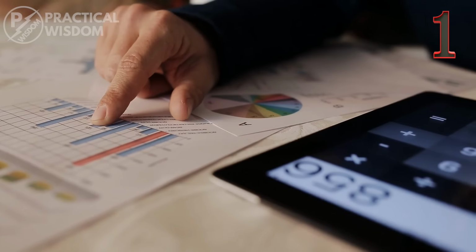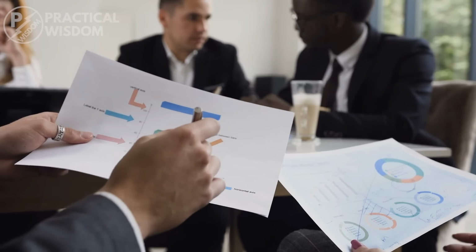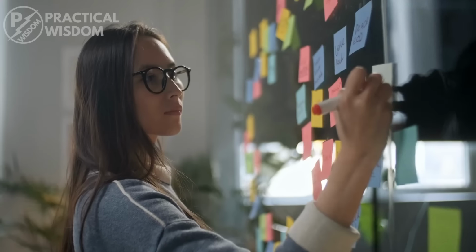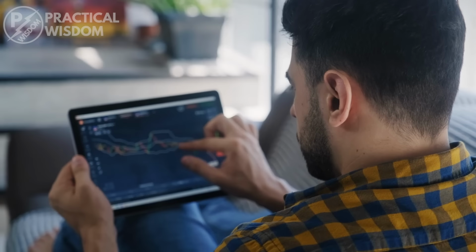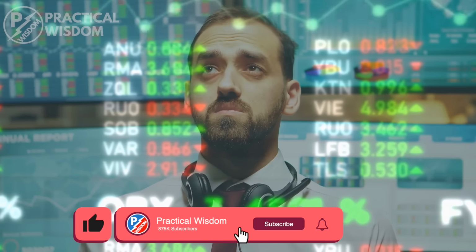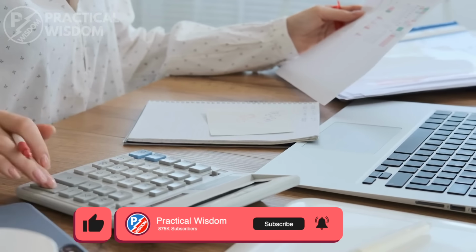Number 1. The rule of 72. The rule of 72 is applied while setting financial objectives, when analyzing economic trends, planning for financial goals, evaluating investments, and also helping you with debt. The way it works is by determining how long it will take for an investment to double while receiving a fixed interest rate. Here's how you calculate it.